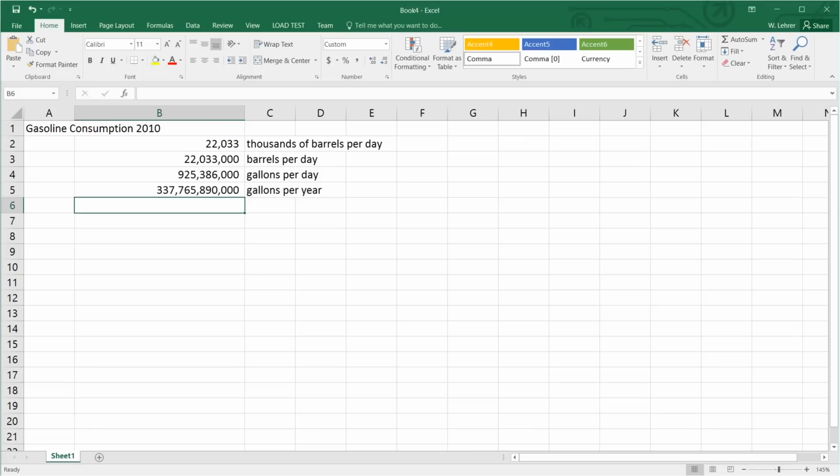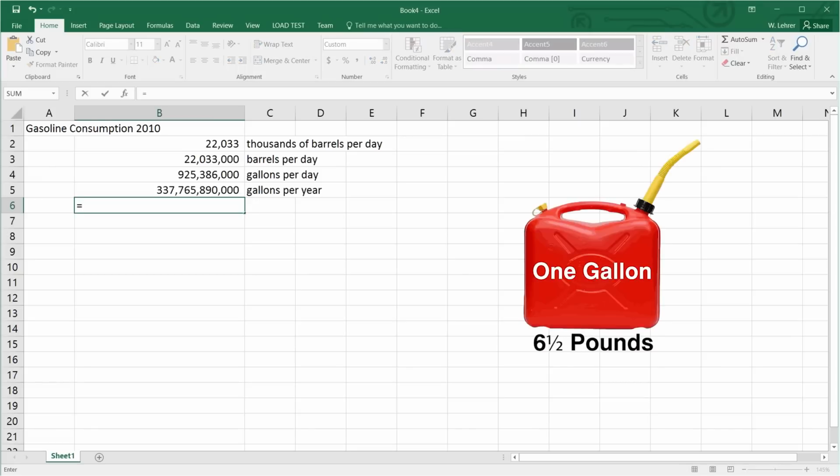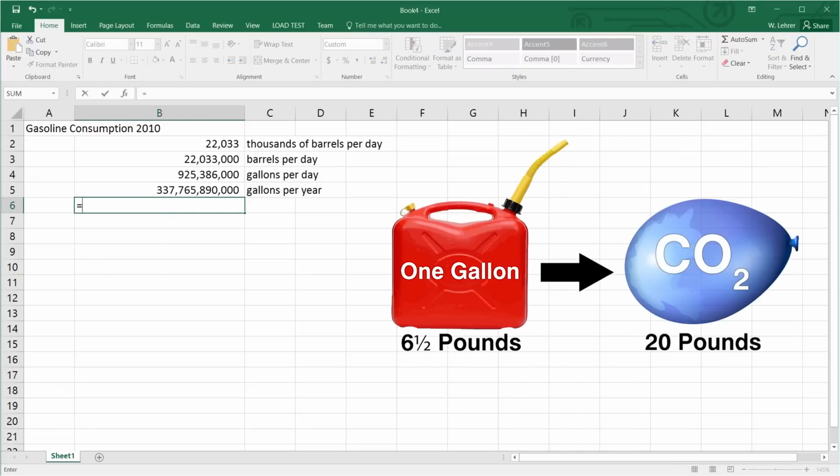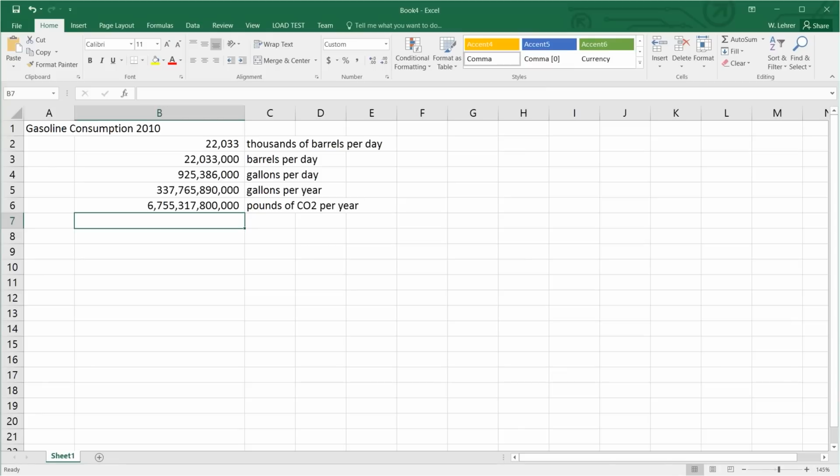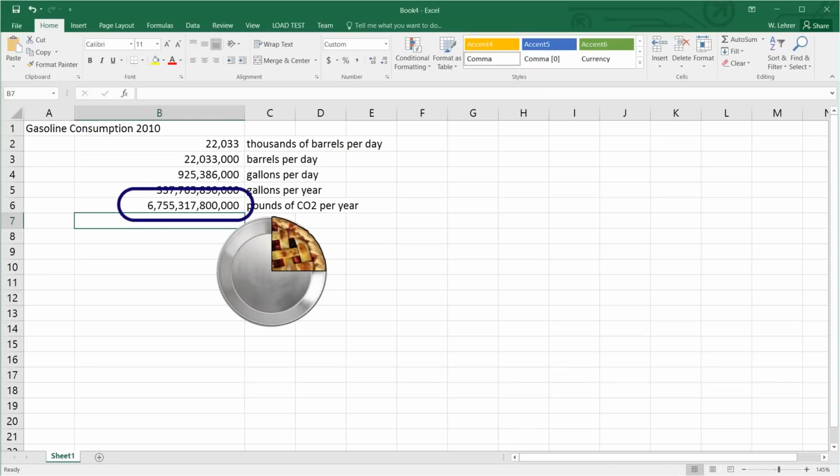Finally, we need to know how much CO2 this much gasoline made. Thanks to chemistry, we know that 1 gallon of gasoline produces about 20 pounds of CO2, so we multiply this number by 20. The result is about 6.7 trillion pounds of CO2 produced by gasoline in 2010. This is the piece of pie.